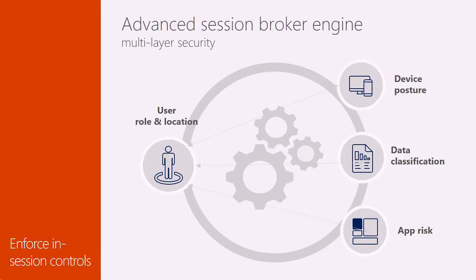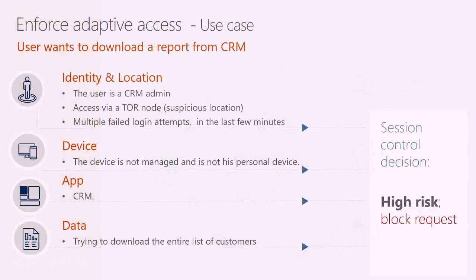So we'll look at the user's role and their location, looking at 3 pillars, which is allowing us to enforce session controls. Device posture: is that device compliant? Does it have the right compliance on it? What's the data classification? So 5 classification policies that we get from AIP. And is there any risk for that application?